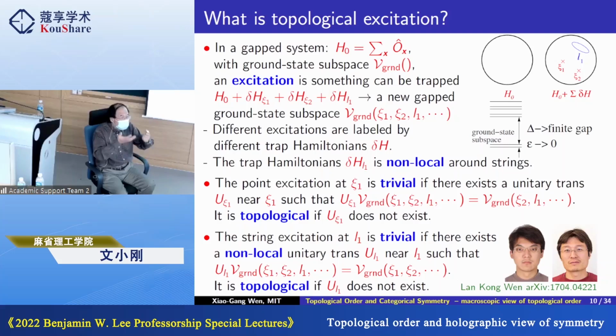We call this new wave function a wave function for excitation. So basically, the ground state of a Hamiltonian with a trap is a wave function for excitation. Yeah. So basically, this is really the definition for a gapped system. The excitation is something trappable. Something that can be trapped. So this is a crucial step. That's the definition of a point-like or string-like excitation.